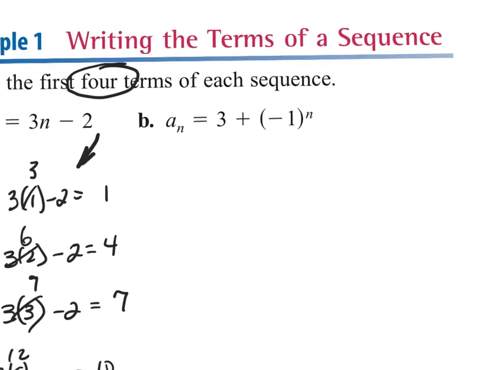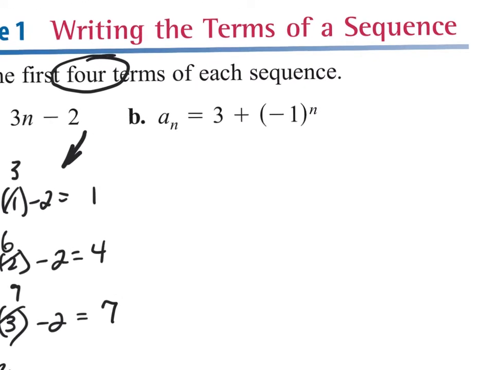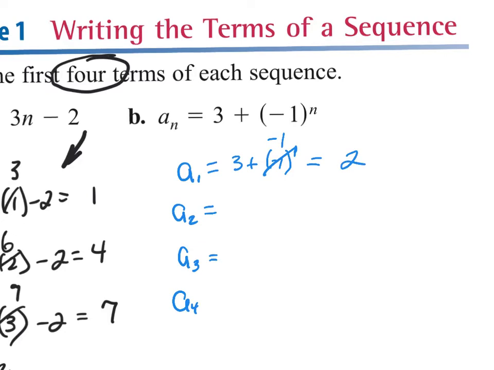So in B, if I'm finding the first 4 terms, you're going to do the same thing again, guys. You're going to find a sub 1, the first term. You're going to find the second term. You're going to find the third term. And you're going to find the fourth term. So I have 3 plus negative 1 to the first power. Well, negative 1 to the first power is what? Negative 1. So 3 plus negative 1 would be 2. So if I find the second term, I have 3 plus negative 1 to the second power. Well, what's negative 1 to the second power? Positive 1. So 3 plus 1 is 4.